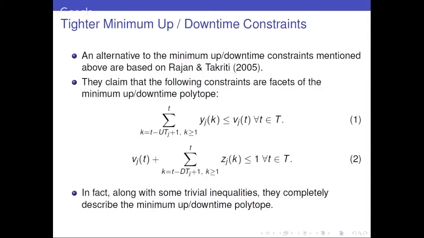Exact same constraints, but expressed in a different way. One of the things that's nice about this is that unlike the previous expressions of these constraints, if you define what's called the minimum up-down time polytope, which is the convex hull of the integer points, but only taking minimum up-down time into account, then these inequalities are facets of this polytope, whereas the other ones are not. So from a polyhedral perspective, these are more attractive. And from a computational perspective, they actually work better, as we'll get to in a minute.